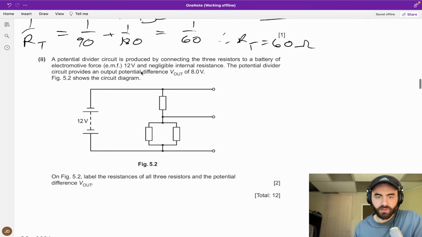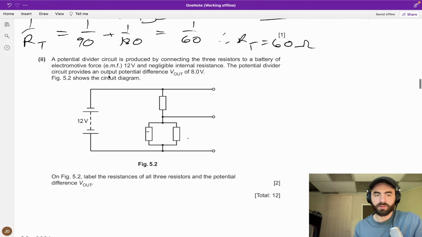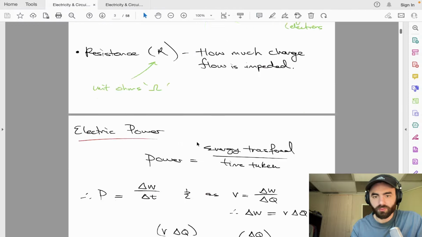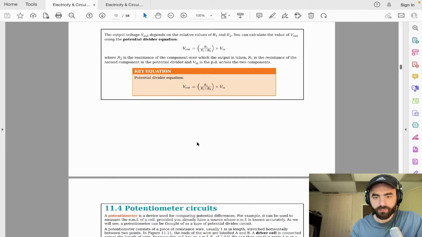A potential divider circuit is produced by connecting 3 resistors in... Okay. The potential divider provides an output voltage of 8. Label. Okay. So how do we set this up to give an output voltage of 8 volts? In potential dividers, the potential is being divided in ratio to the resistance. There is an equation which is derived for you, but you can just think about it.